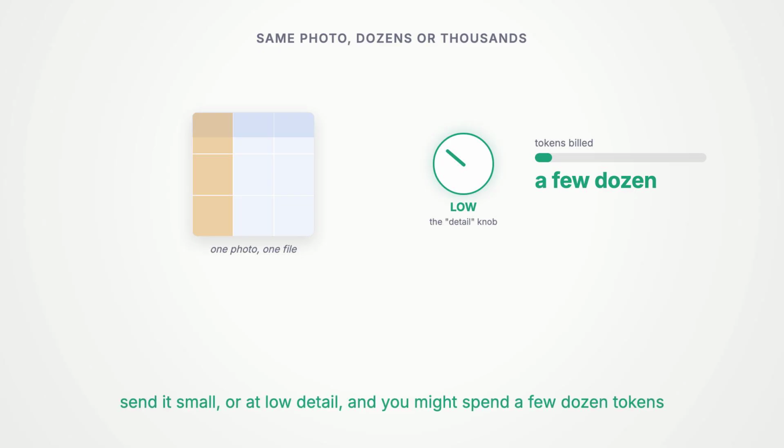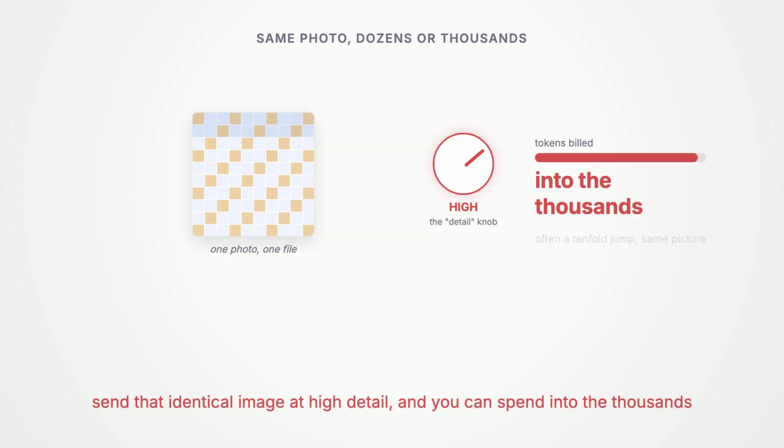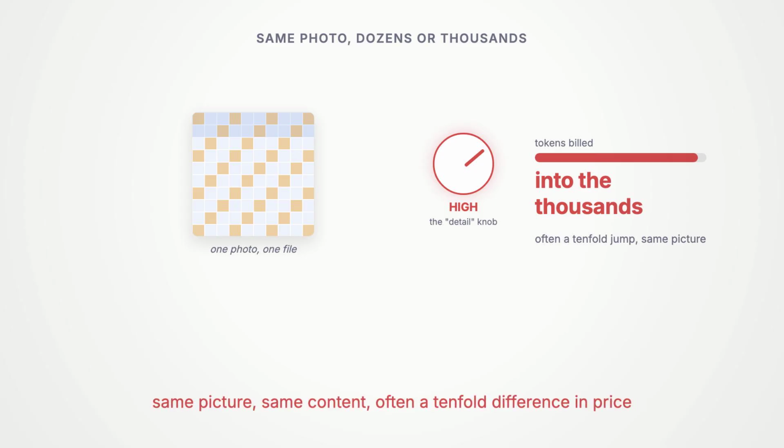Send it small or at low detail and you might spend a few dozen tokens. Send that identical image at high detail or at full resolution and you can spend hundreds, sometimes into the thousands. Same picture, same content. Often a tenfold difference in price and a matching dent in your context window, decided entirely by a knob most people never touch, a setting providers literally call the detail or the media resolution.